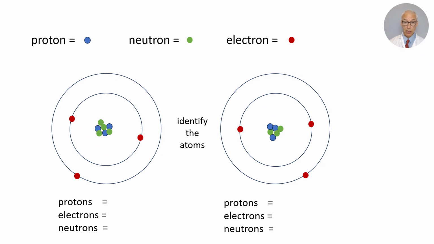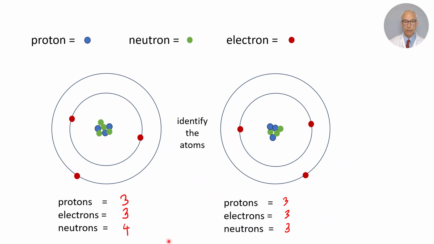Okay, so here are my answers. We've got 3 protons on the left-hand side, that means we've got 3 electrons. Protons and electrons are the same, of course. And we've got 4 neutrons. On the right-hand isotope, we've got 3 protons again, of course, and 3 electrons again. They're the same for each isotope, but we've got 3 neutrons.